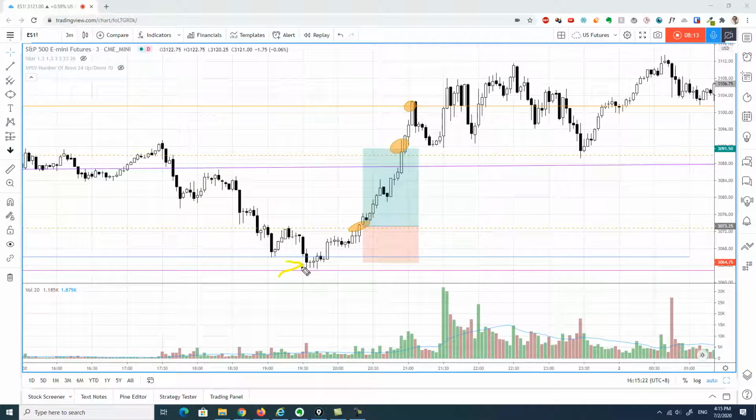So what I want to see is some kind of confirmation. Otherwise, it could be just doing something like this, going down and then up, impulsive down, corrective up, impulsive down, corrective up, something like that. So I just want to wait for the confirmation. So here comes the confirmation.